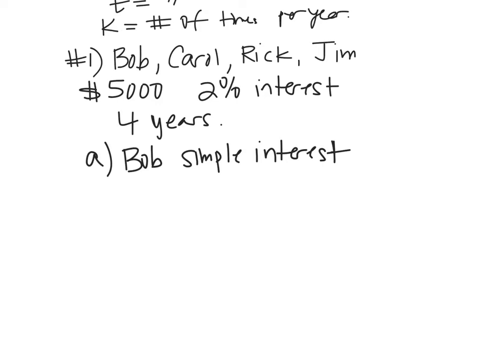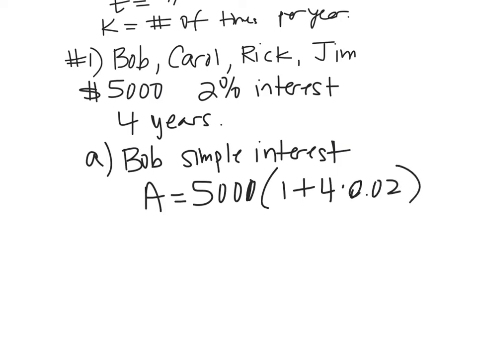All right, so here we go. The amount that Bob's going to have equals $5,000. We're going to do simple interest, so that would be 1 plus 4 times 0.02. So 5,000 times, you could do parentheses, 1 plus 4 times 0.02. And in his account, he's going to have, whoa, is that right? $5,400? Yeah, that makes sense.